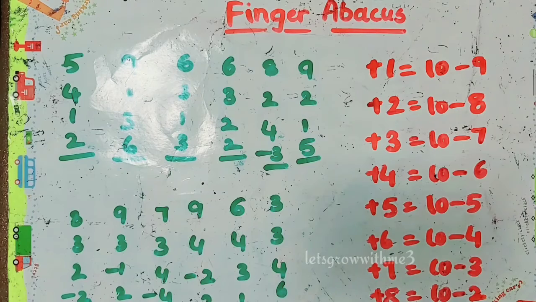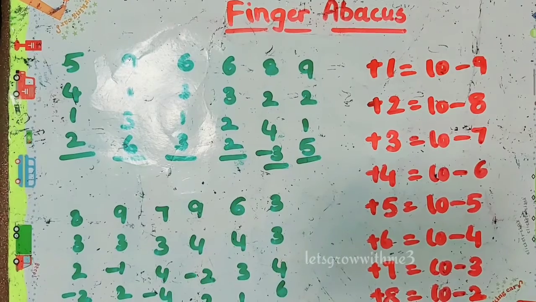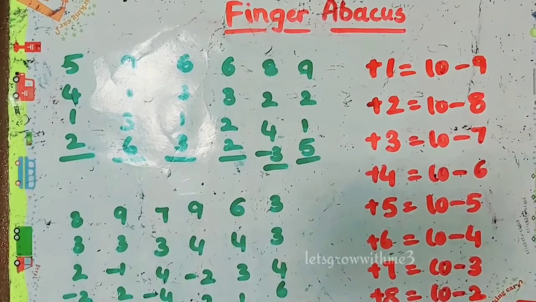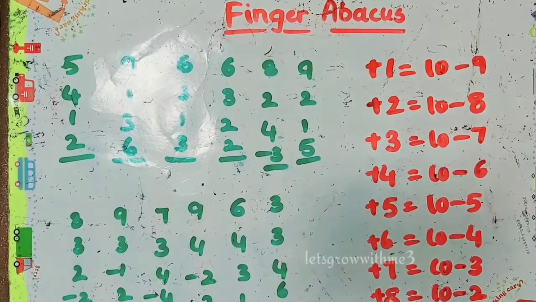Plus 1 is equal to plus 10 minus 9, plus 2 equal to plus 10 minus 8, plus 3 is equal to plus 10 minus 7, plus 4 equal to plus 10 minus 6, plus 5 is equal to plus 10 minus 5, plus 6 is equal to plus 10 minus 4, plus 7 equal to plus 10 minus 3, plus 8 is equal to plus 10 minus 2. Again we have one more formula for 9, plus 9 is equal to plus 10 minus 1. These are all the formulas which we are going to use in this method.